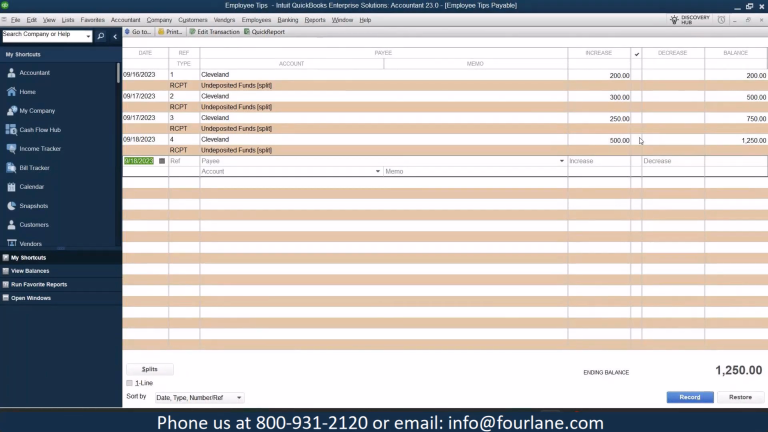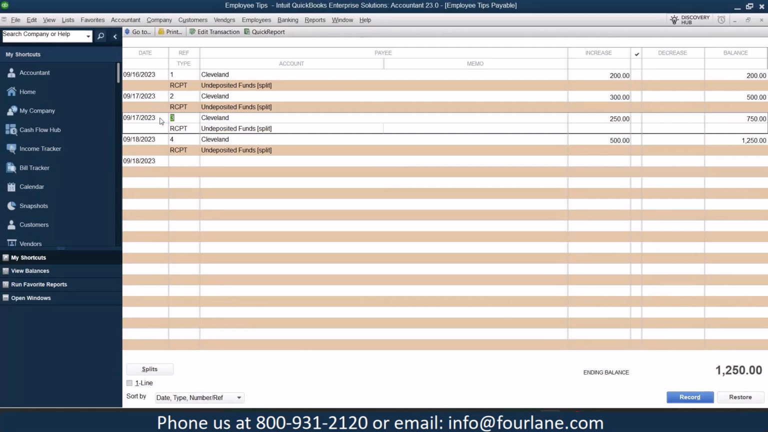So if we're pretending that she's the only server that we have at our location, which we probably need to hire more because that'd be a lot of work for one person. But we would be able to see for a week or 2 weeks, whatever our pay period is, those tips accumulating for that period of time.